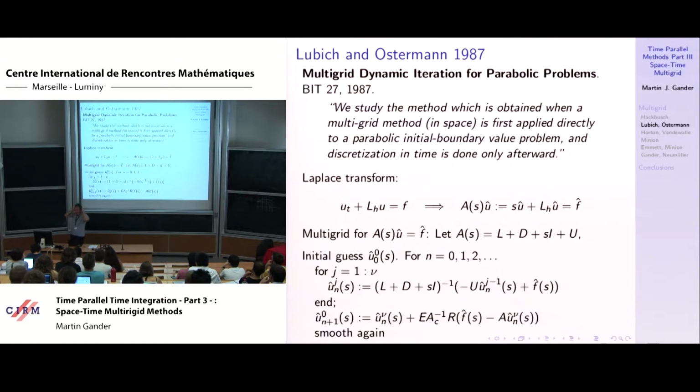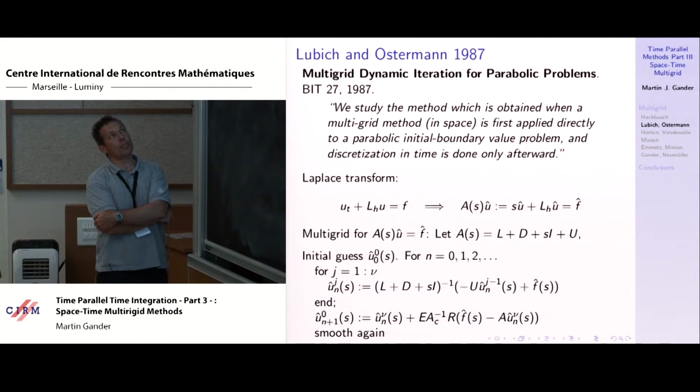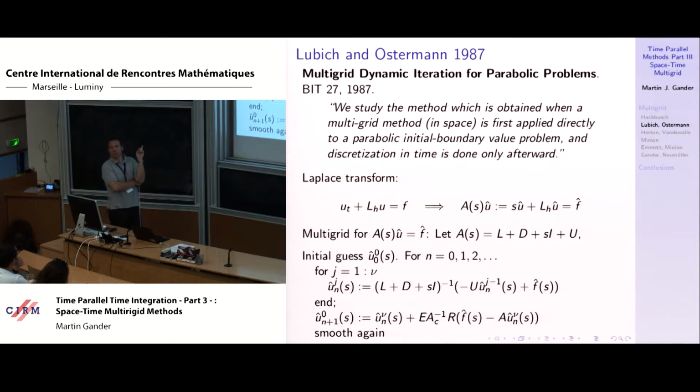Then there's a second important contribution by Lubich and Ostermann, multigrid dynamic iteration for parabolic problems. We studied a method which is obtained when a multigrid method in space is first applied directly to a parabolic initial boundary value problem, and discretization in time is done only afterward. So they don't even discretize in time now. They remain continuous in time. How can one explain this algorithm? I thought of explaining it as follows.